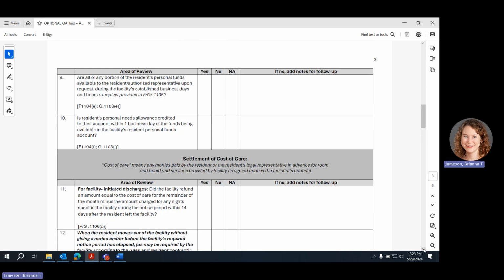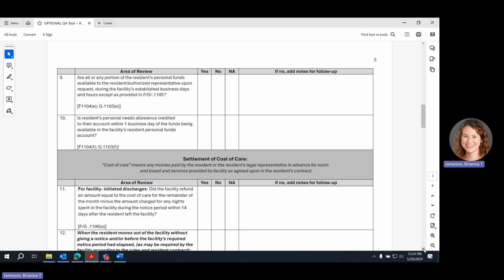The ninth area of review: are all or any portion of the resident's personal funds available to the resident/authorized representative upon request during the facility's established business days and hours, except as provided in Rule Area F and G 1105? There is space to check yes, no, or not applicable. If no was checked, there is space on the right-hand side of the page to add notes for follow-up.